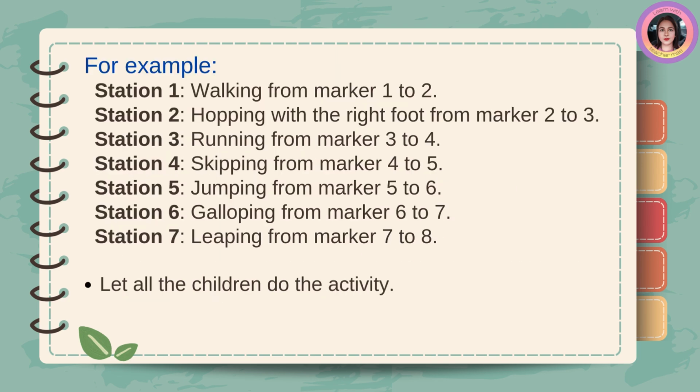For example, Station 1, walking from marker 1 to 2. Station 2, hopping with the right foot from marker 2 to 3. Station 3, running from marker 3 to 4. Station 4, skipping from marker 4 to 5. Station 5, jumping from marker 5 to 6. Station 6, galloping from marker 6 to 7. And Station 7, leaping from marker 7 to 8.